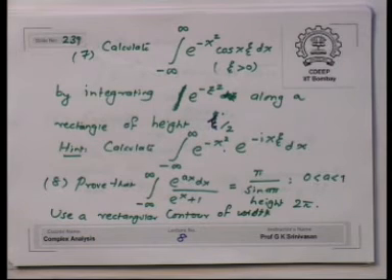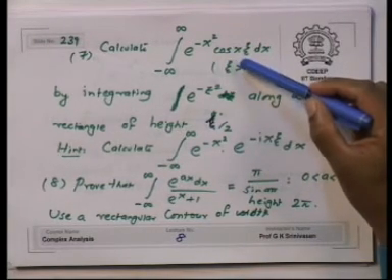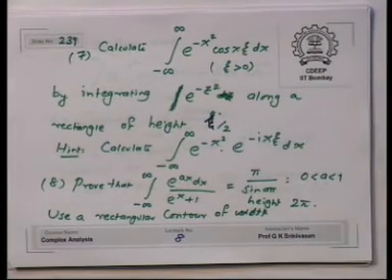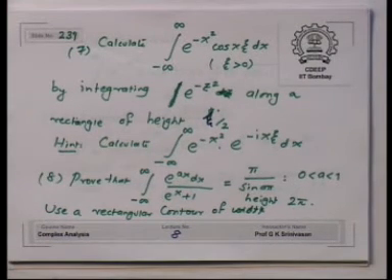Hint, calculate e to the power minus x squared into e to the power minus ix psi. The sine integral will be 0, odd function. The cosine integral is non-zero. So, here I am still giving you the function and the contour.